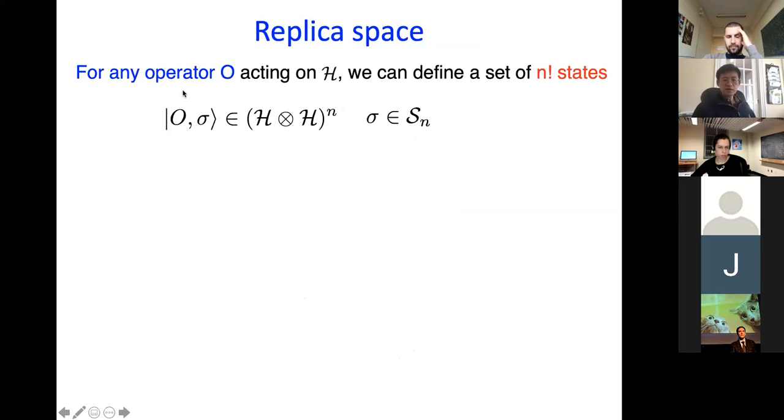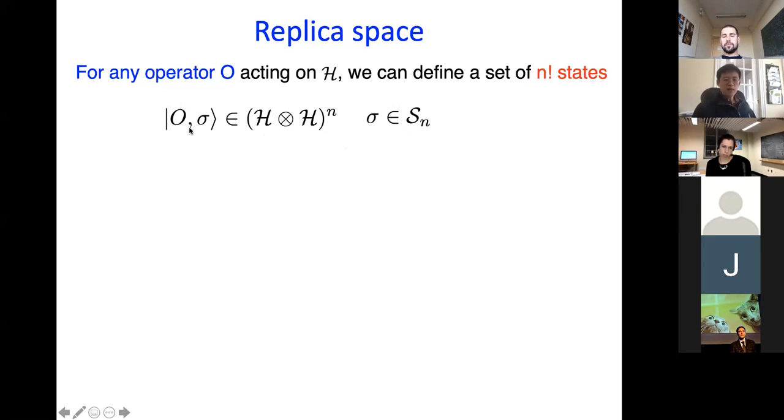First, just a general remark. For any operator acting on the original Hilbert space, you can always define a set of n factorial states. For each, in the 2n copies of your Hilbert space, you can define a set of these n factorial states, and each one of them is associated with an element of the permutation group. So these states are labeled by O, the original operator, and the element of the permutation group, and this is an element of the 2n copies of the Hilbert space.